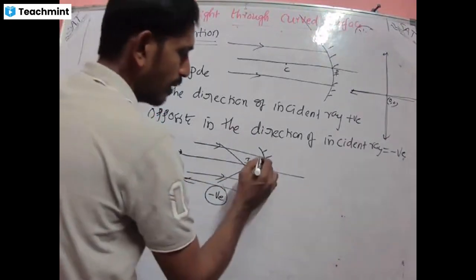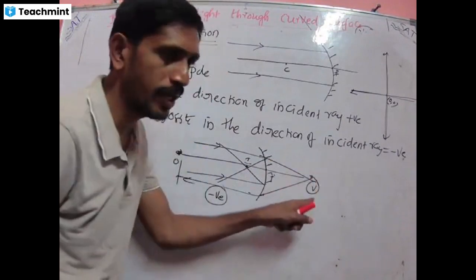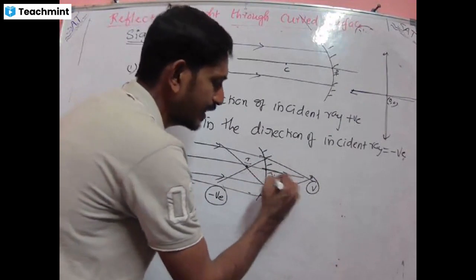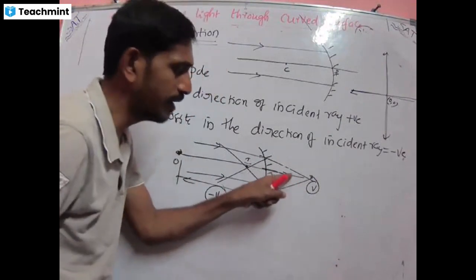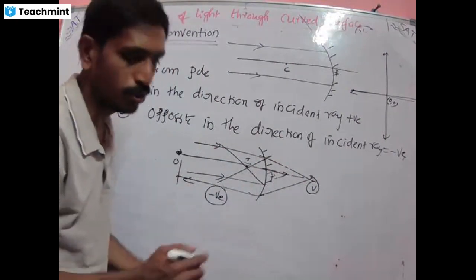For example, if an image is forming at this point here, we are measuring the image distance from the pole in this direction. The measured value in the direction of the incident ray is taken as positive.